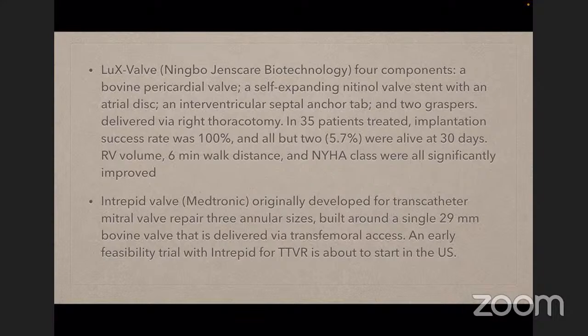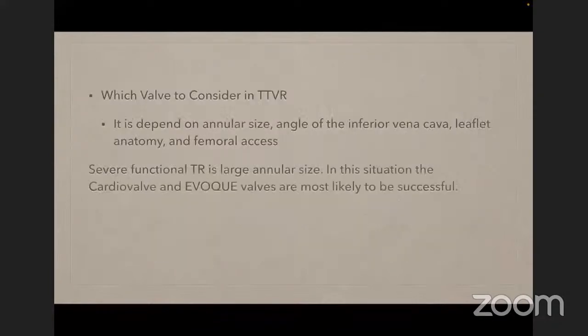The last one is the Intrepid valve, originally developed for transcatheter mitral valve replacement, with 3 annular sizes, built around a single 29mm bovine valve that is delivered via transfemoral access. An early feasibility trial with Intrepid for transcatheter tricuspid valve replacement is about to start in the US.